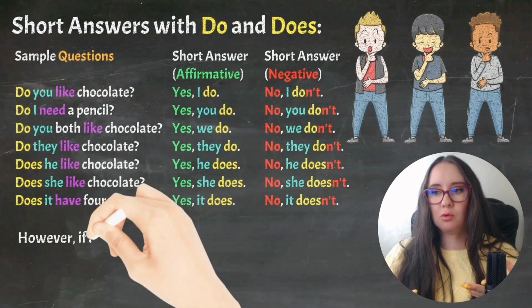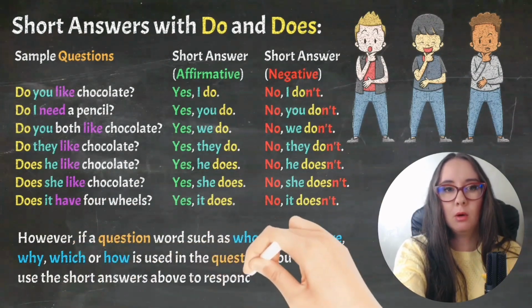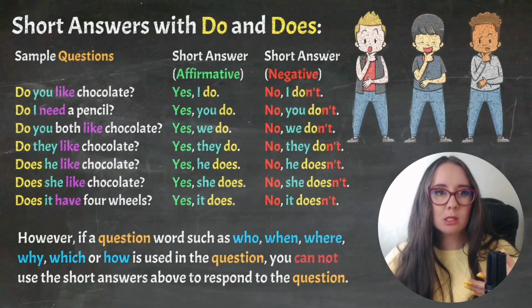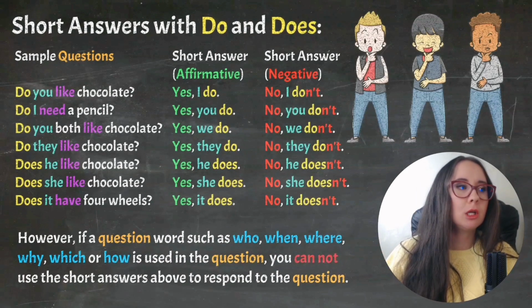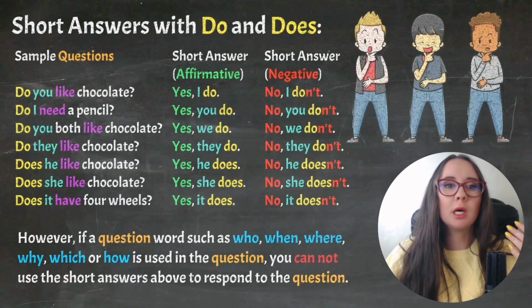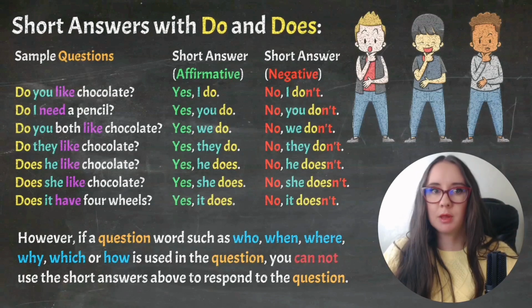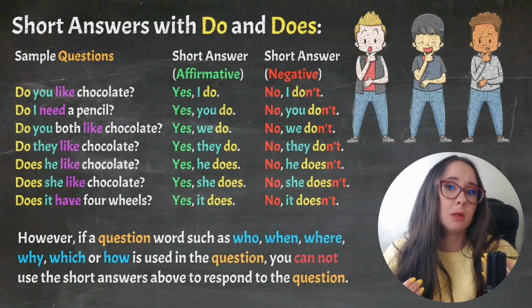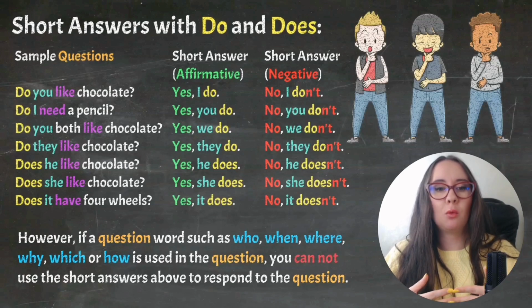Or you can use the standard form of answer, the long answer, the whole sentence. Do you like chocolate? Yes, I like chocolate so much. I prefer black chocolate, but sometimes I can also eat white chocolate. This is the whole answer. But sometimes it's enough to say, yes, I do. That's all.